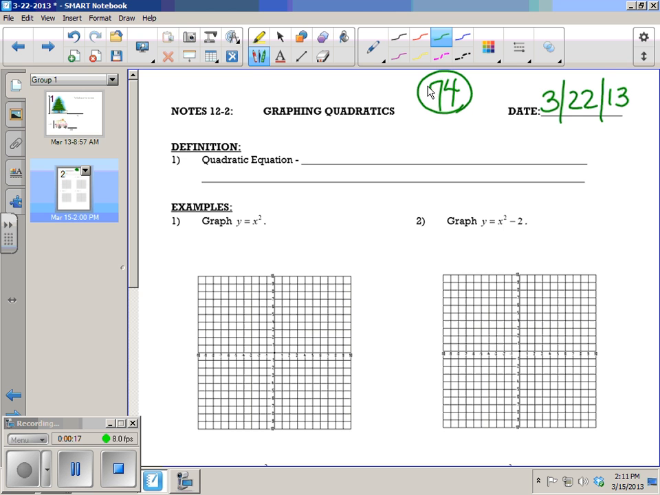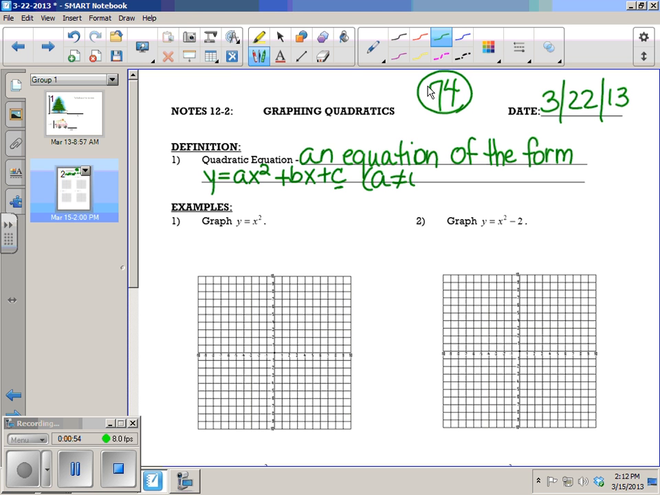A quadratic equation is an equation of the form y equals ax squared plus bx plus c. A, B, and C are values, and then you have your x squared term, and your x term. Really, with the C there's an x to the 0 term, but we don't write that. A cannot be equal to 0.